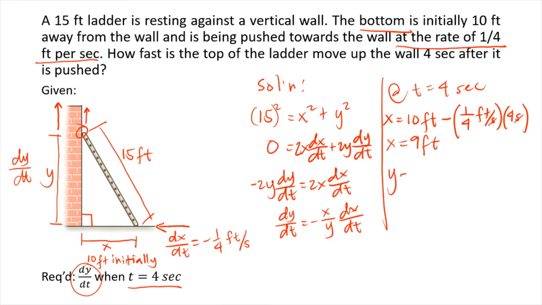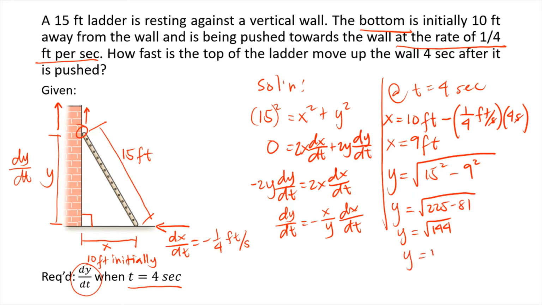Okay, so Pythagorean theorem, y is equal to the square root of the square of the longest side, so 15 squared, minus the square of the other side, in this case 9, so 9 squared. Y now is equal to 15 squared minus 9 squared, this is 225 minus 81. So y is equal to 225 minus 81, that's 144. Therefore, y is 12 feet. Okay, so this is the distance from the ground to the top of the ladder after 4 seconds.